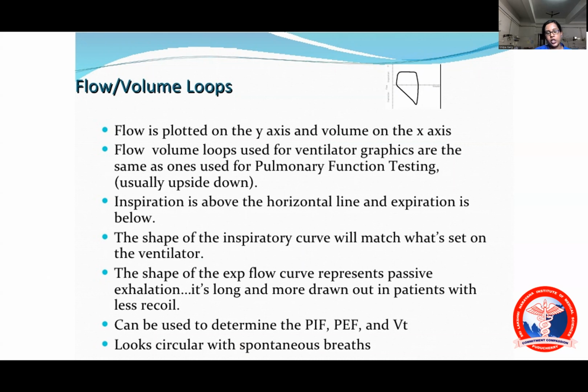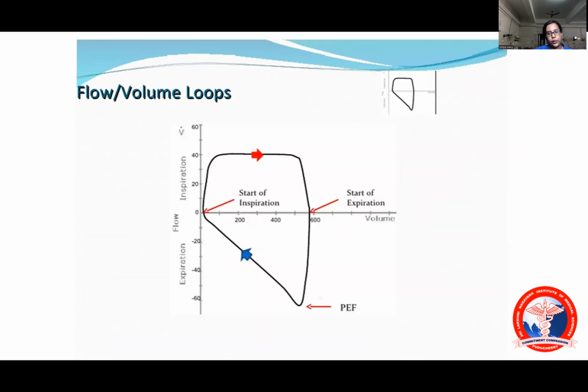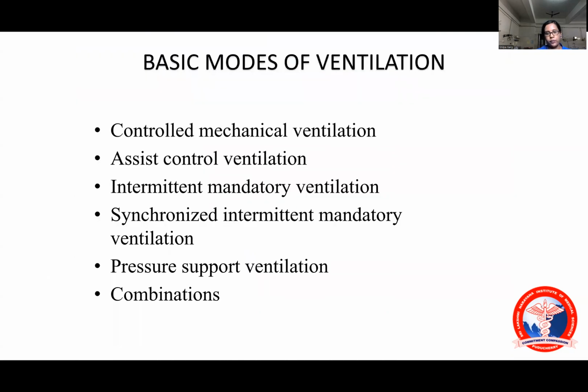So the shape of the expiratory flow represents the passive exhalation. If it is long and more drawn out, it indicates patients with less recoil. It can be used to determine peak inspiratory flow, peak expiratory flow, and tidal volume. Coming to flow volume loops, look at the picture. It is from the zero point, the start of inspiration. It takes a loop and comes down, and the conical projection is the peak expiratory flow.